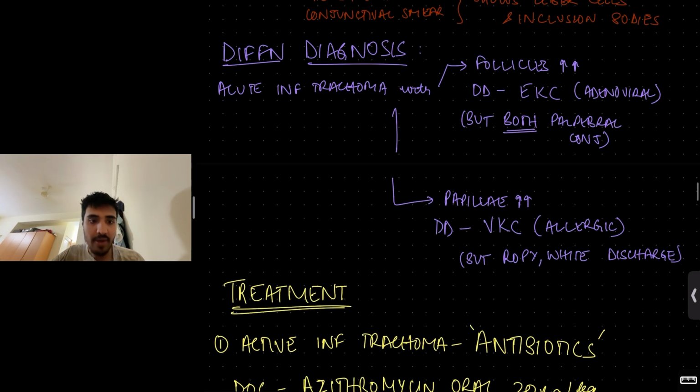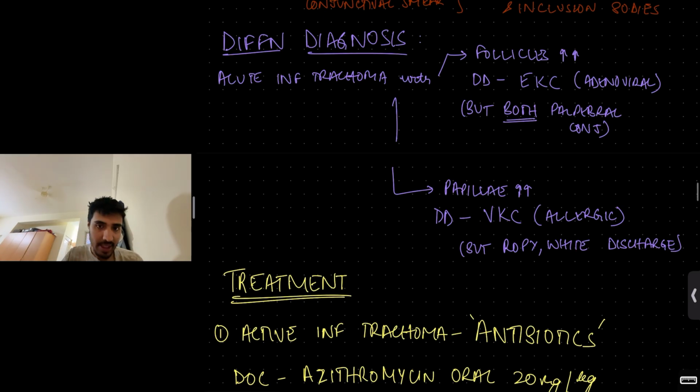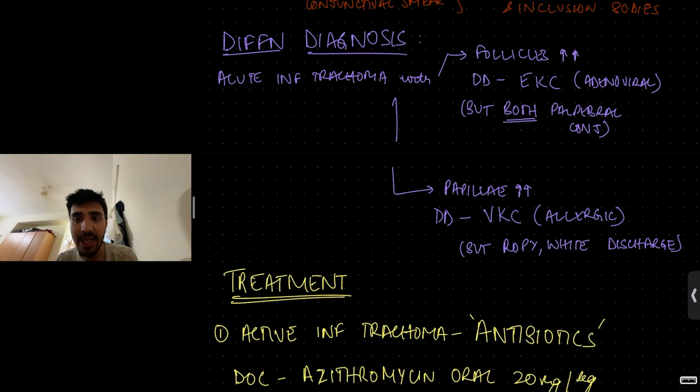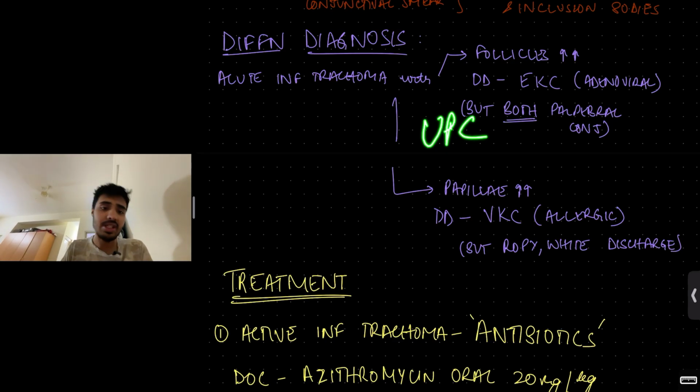Basically, what is the differential diagnosis? If the acute inflammatory trachoma is with more of follicles, then you can often confuse it with viral epidemic keratoconjunctivitis, EKC. But the thing is, in viral EKC, the follicles are seen in both the upper palpebral conjunctiva and the lower palpebral conjunctiva, whereas in trachoma, the follicles are mostly in the upper palpebral conjunctiva.